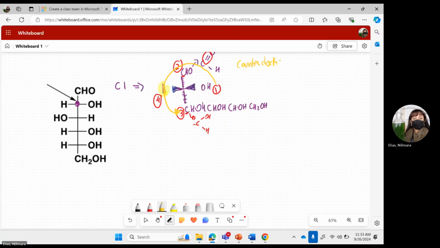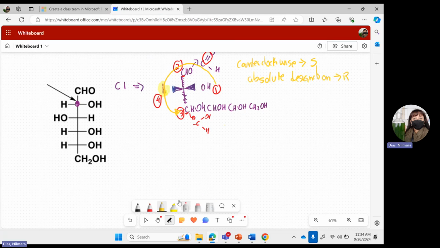Counterclockwise, it's S, goes left. And then we know that we need to change. So whatever designation you have, you need to change because it's not clockwise, counterclockwise. So the absolute designation will be R, actually. Oh, I cannot see this.